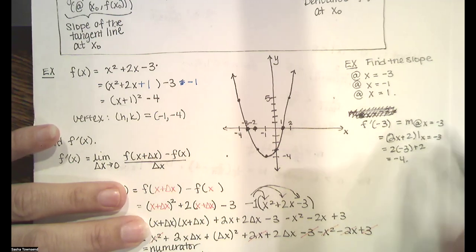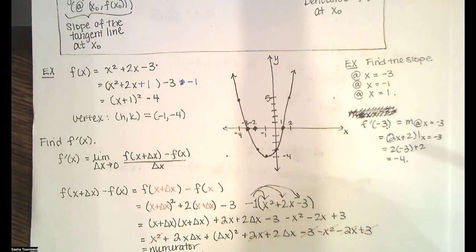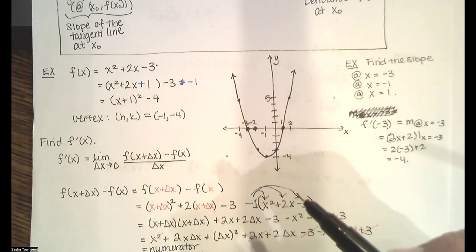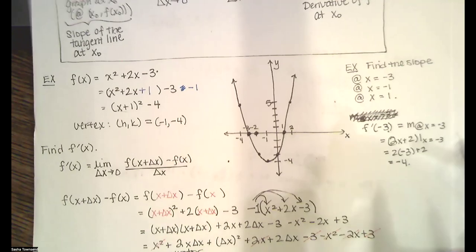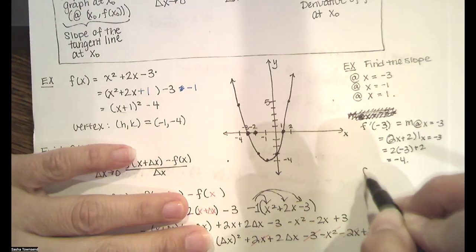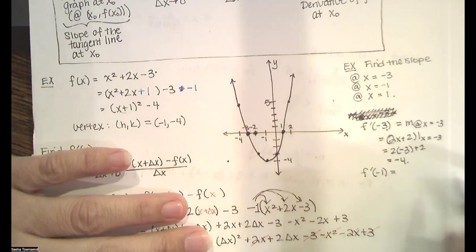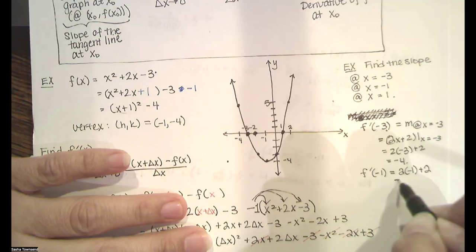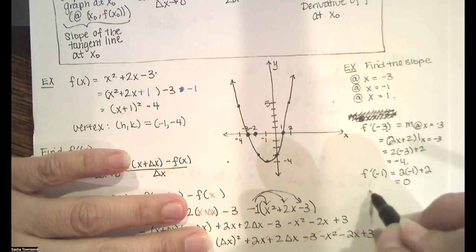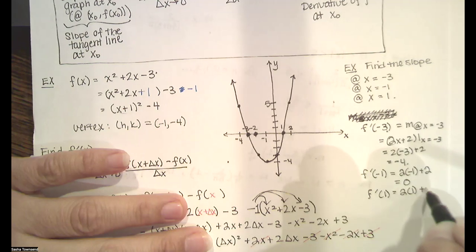And with the slope and this particular x value, we can find the corresponding y value, and then we'll have a point and a slope, and so we can find the equation of the tangent line at that location. Let's find the slope at the other points first. Let's plug in x equals -1. It's going to be 2 times -1 plus 2. Happens to be 0. Let's find the slope at 1. So 2 times 1 plus 2, which is 4.